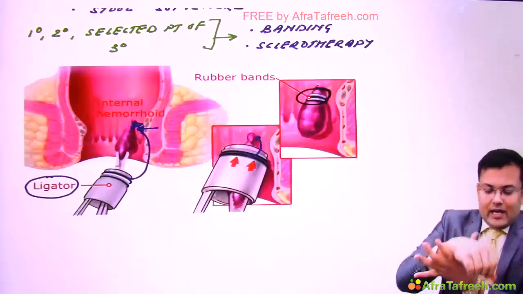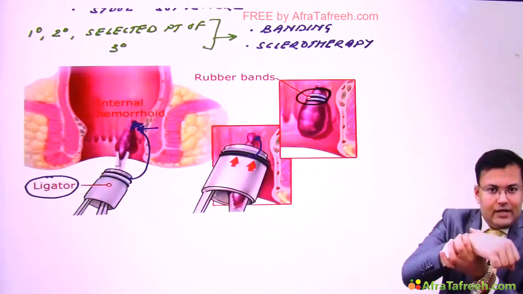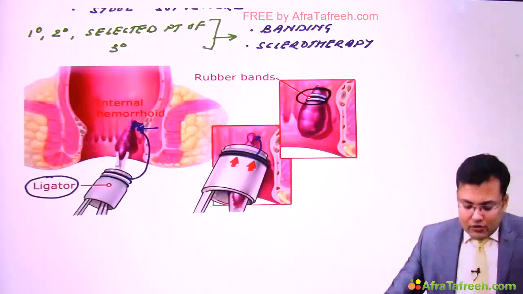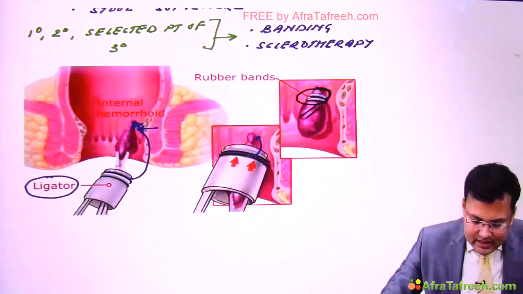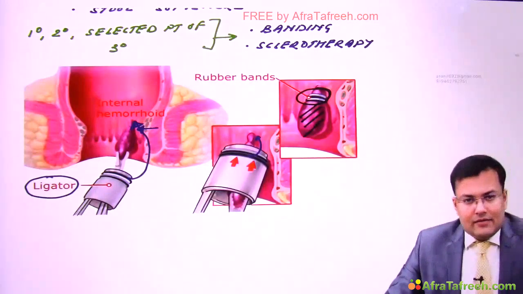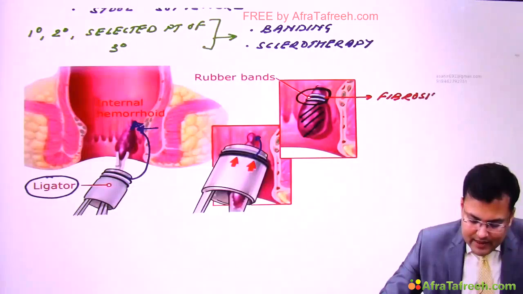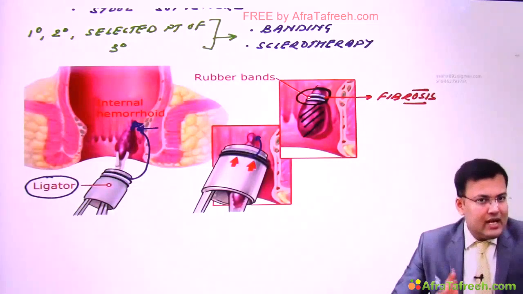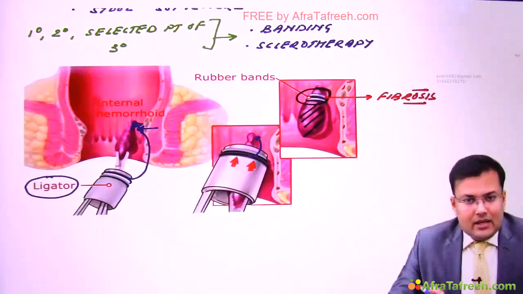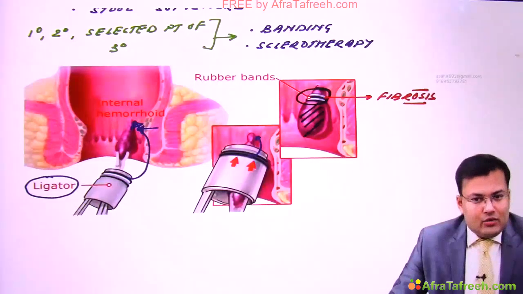So finally, these rubber bands are applied at the pedicle. Suppose this is the hemorrhoid, and if you apply the rubber band, its vascularity is gone and within 48 hours it is sloughed off. When it is sloughed off, healing occurs by fibrosis. In one sitting, maximum we apply the rubber bands for 2 hemorrhoids. Clear? And within 48 hours it is going to be sloughed off. This is one treatment option.